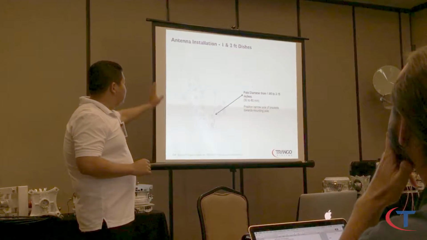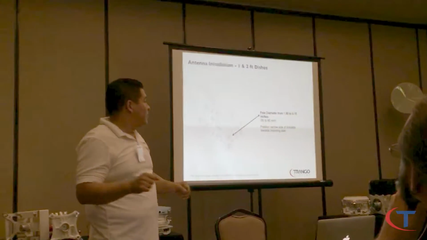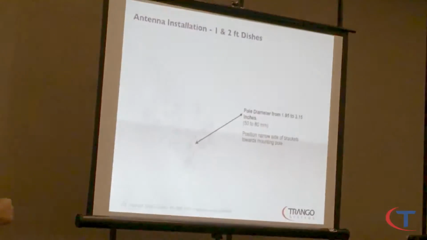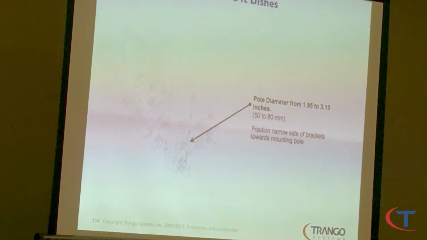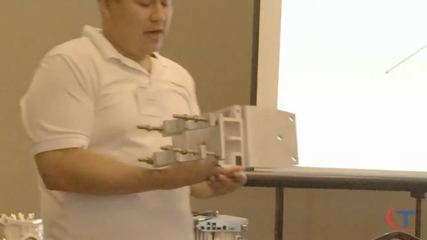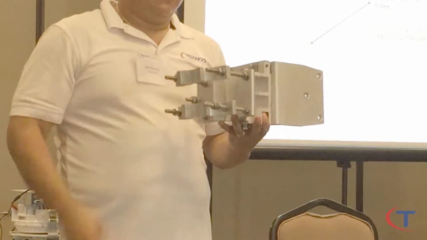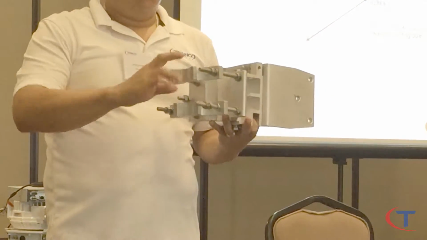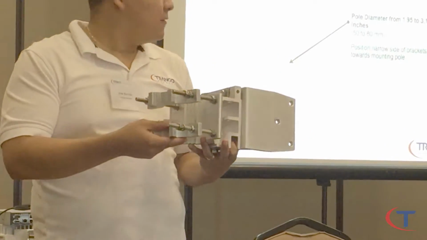So I'm going to cover the antenna installation, and we said we already covered the actual antenna alignment, but this is the mount that I have here. So really quick again, you can actually have different diameter pole. If you need to do a bigger pole, you can do it like this. If it's a narrow diameter pole, flip it around, get a little narrow diameter here for the bracket.